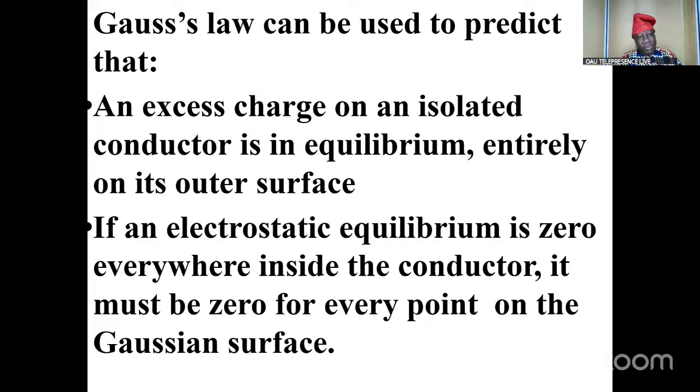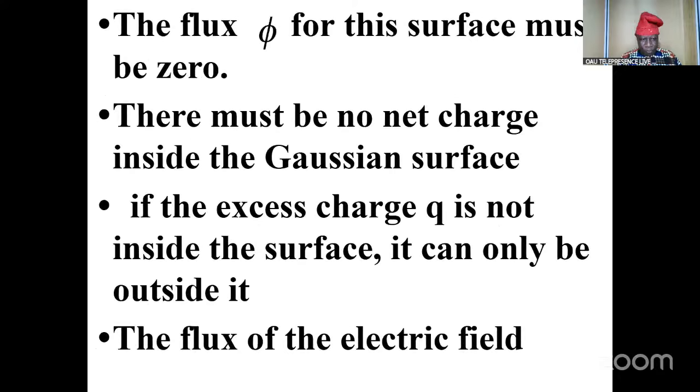The flux phi for this surface must be zero. Once those two conditions are met, it means the flux for this surface must be zero. Then there must be no net charge inside the Gaussian surface. So now see the word inside.